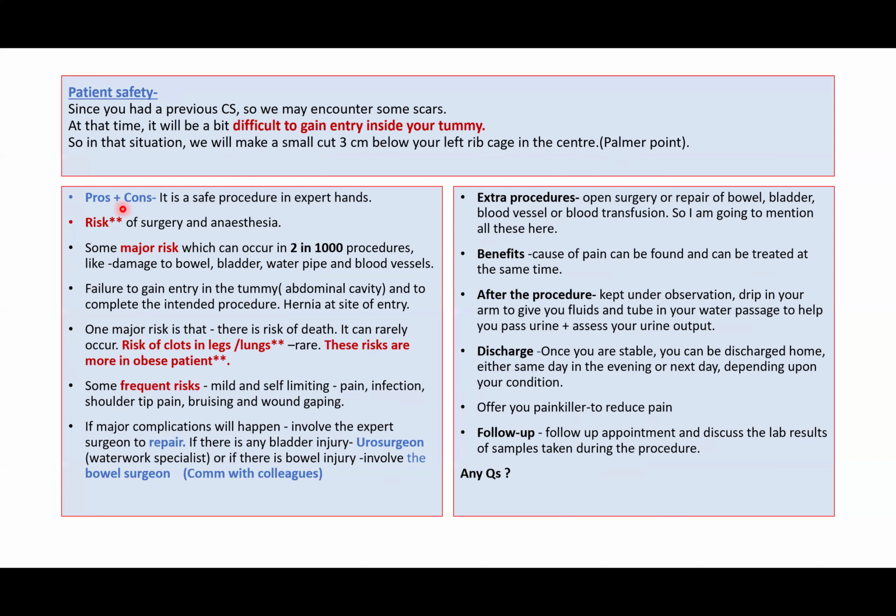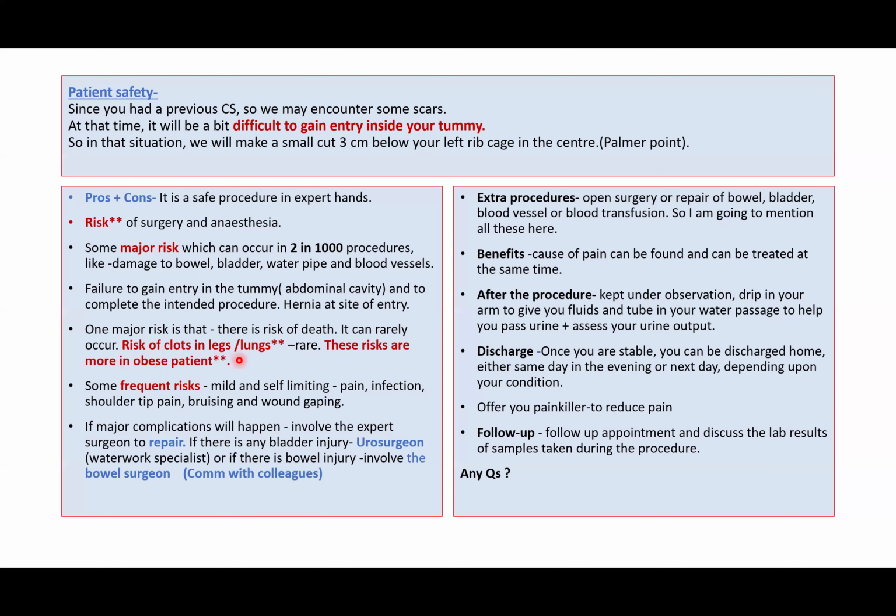Now, regarding the pros and cons, it is a safe procedure in expert hands, but there is some risk. There will be risk of surgery and anesthesia. The major risk can happen in 2 in 1,000 procedures, like damage to bowel, bladder, water pipe, and blood vessels. There can be failure to gain entry in the tummy and to complete the intended procedure. There is a risk of hernia at the site of entry. One major risk is that there is risk of death, and it can rarely occur.